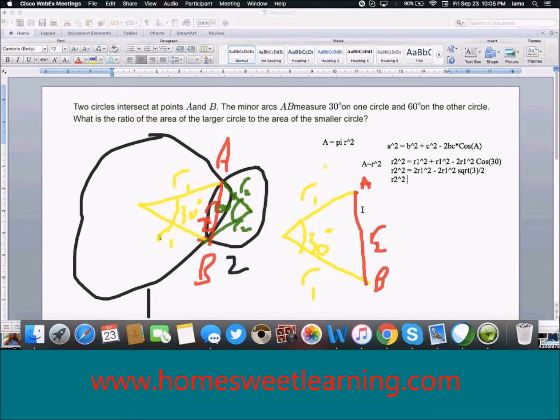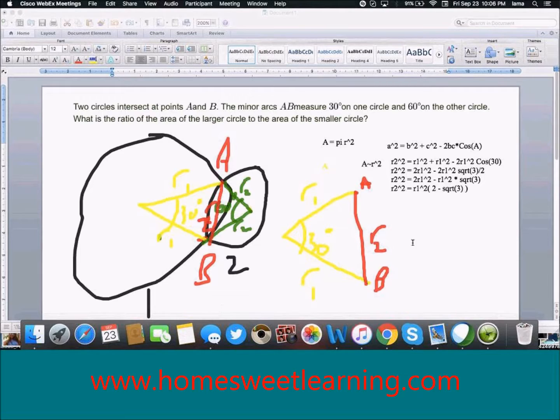This is R2 squared, and we know that that equals, we'll keep this the same for now, 2R1 squared, and then minus this 2 right here, and this 2 right here can cancel out. So we end up with just R1 squared times the square root of 3. And then we can collect like terms. We know how to do that. We factor out the R1 squared, and you end up with R1 squared multiplied by 2 minus the square root of 3.